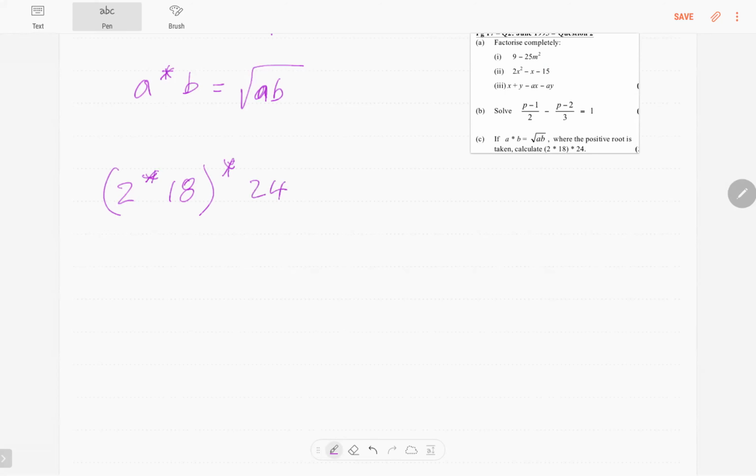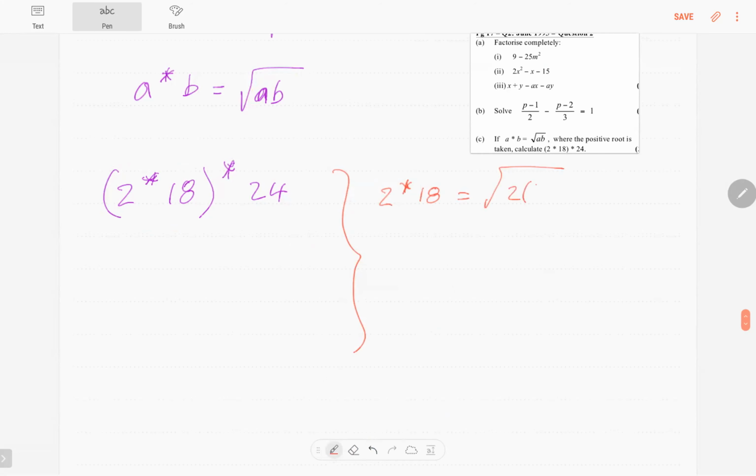It's just like the BODMAS system. We have to work out what is in the bracket first. So I'm going to work out the 2 star 18 in the bracket. Because the square root, remember, is of the product, it's the square root of 2 times 18. 2 times 18 is 36, and the square root of 36 becomes 6. So this 2 star 18 is really just 6.